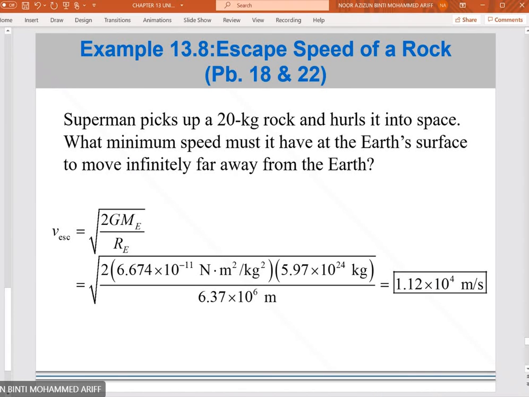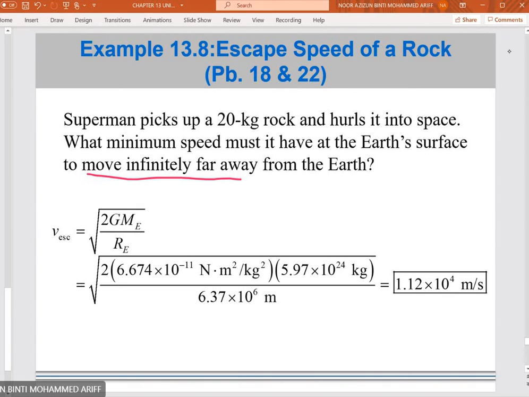Superman picks up a 20 kilogram rock and hurls it into space. What minimum speed must it have at the Earth's surface to move infinitely far away from the Earth? So another condition yang kita masukkan, there is no more tendency to be attracted to the Earth is this condition. Move infinitely far away from the Earth.